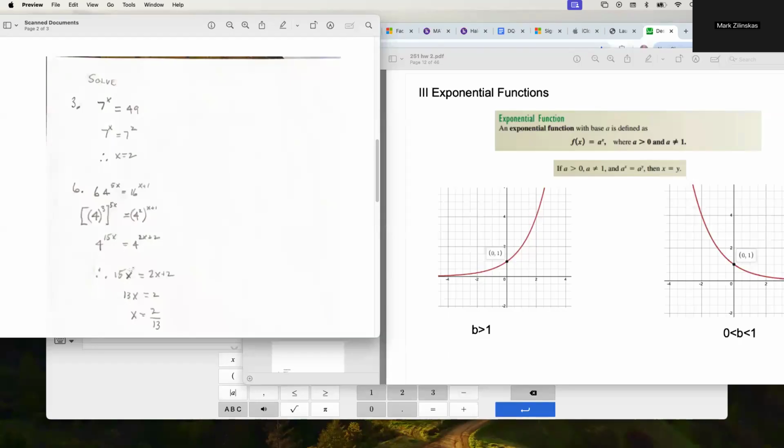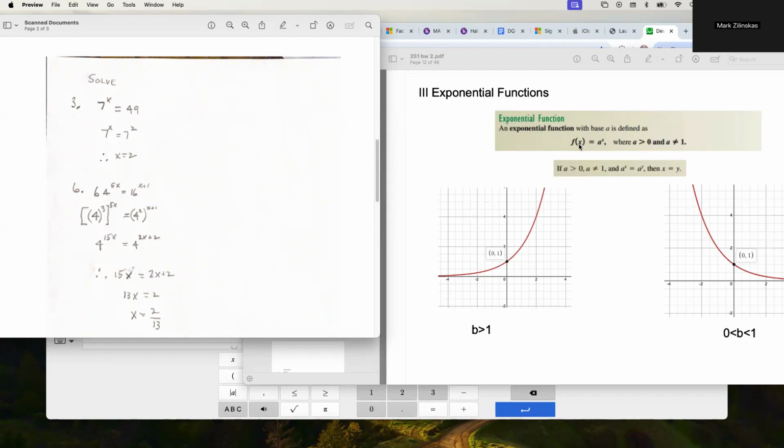Okay, here is the brief review of exponential functions, and there is a lot to this. Like I said, this is very brief. But here is the definition of what an exponential function is right here.